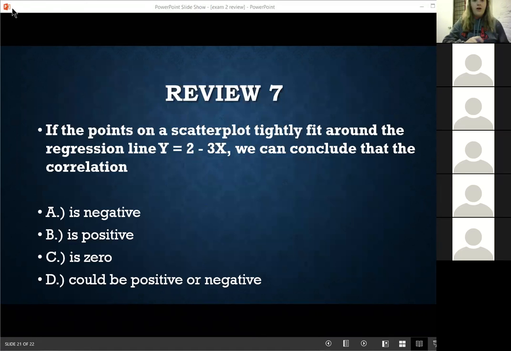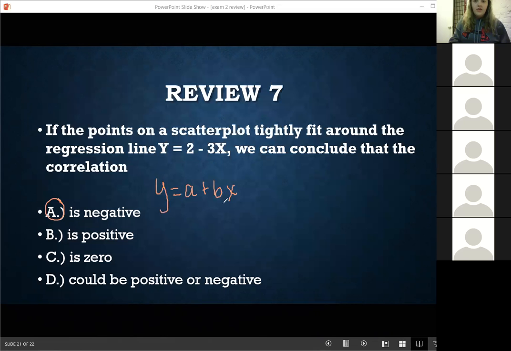All right, good job. Our answer is A here. Remember, if we're looking at our slope, our equation is y equals a plus bx. Our slope is this b here. In this case, our b is going to be -3. If b is equal to -3, that means we have a negative slope. Since our slope is negative, our correlation accounts for the same thing. It's asking what our correlation is going to be. Well, our slope is negative, so our correlation would also be negative.